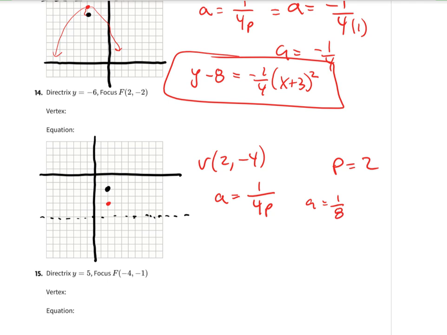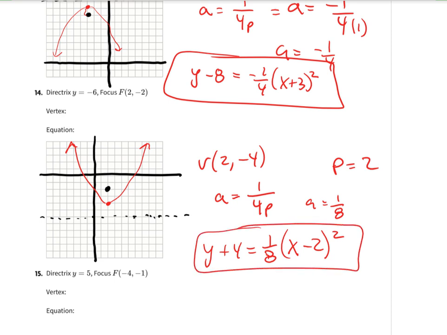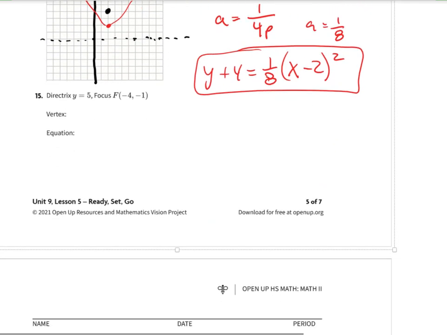Okay, so we go to graph this. It looks something like this, and it's going to be opening up. So graphing, we get y plus 4 equals 1/8 (x minus 2) squared. And this will do it. Okay, so we've got one more question, number 16.